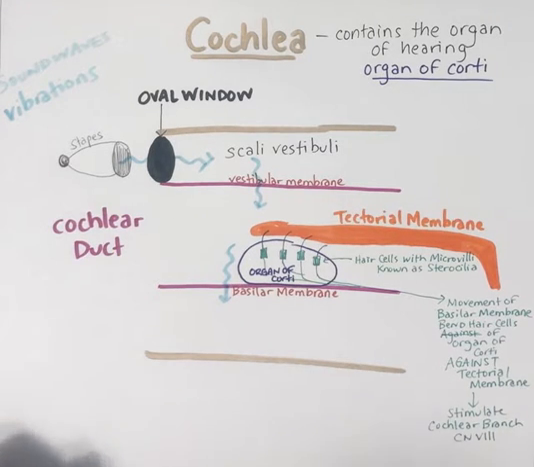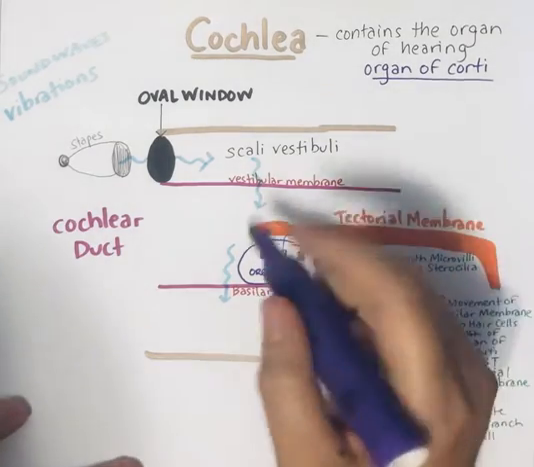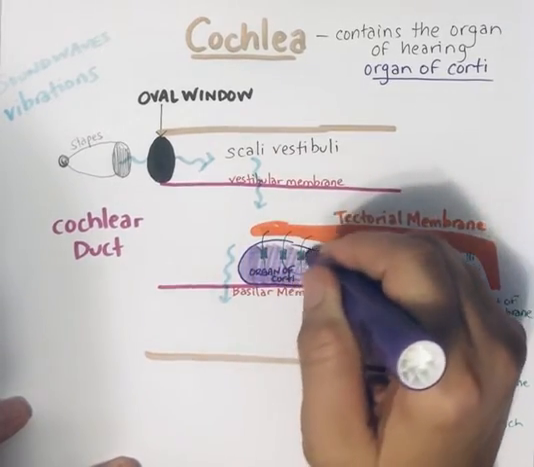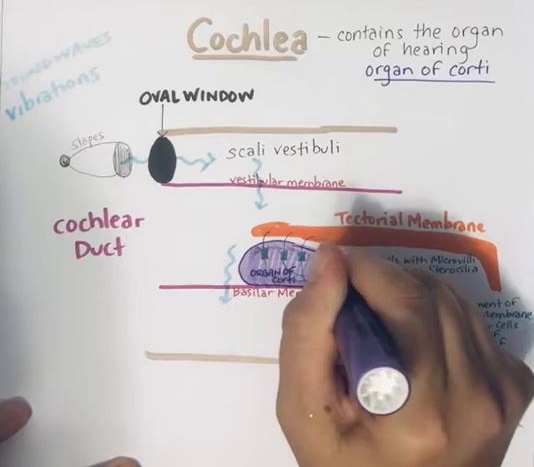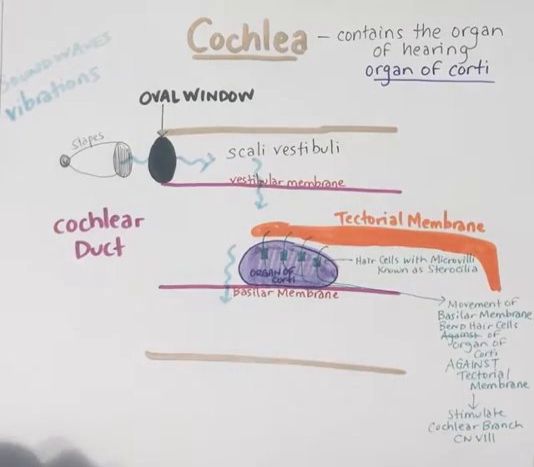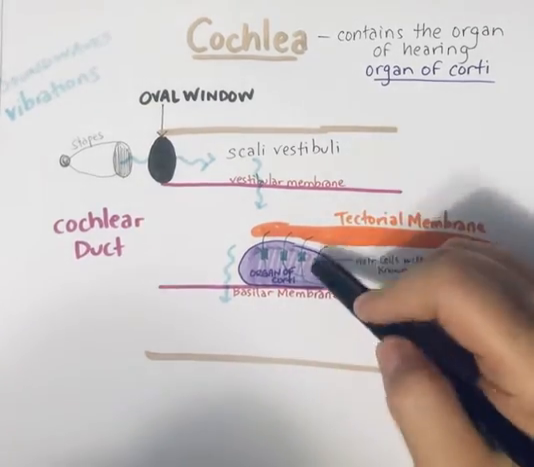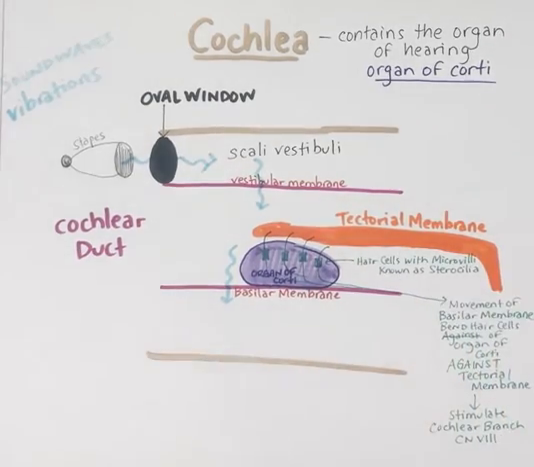Now, of course, we've already learned the brain. So from there, it's going to go to the thalamus to be processed, and then it's going to go to the temporal lobe. So literally, the organ of Corti is the organ of hearing. And the way that you are going to stimulate the organ of Corti to stimulate cranial nerve 8 is these hair cells bend and then an electrical impulse travels down these hair cells to cranial nerve 8. They bend against the tectorial membrane.